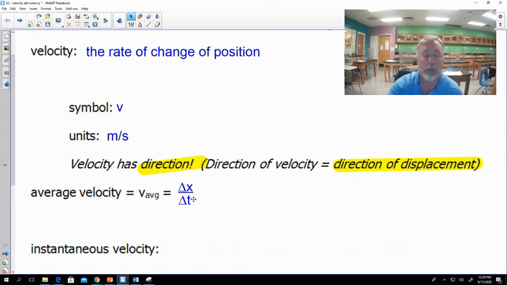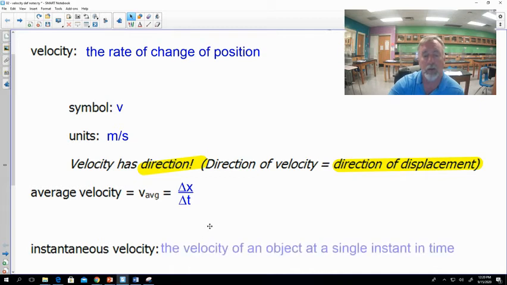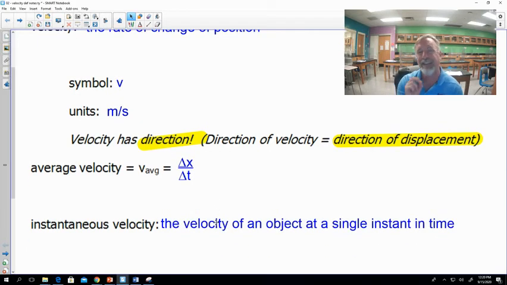All right. Instantaneous velocity, though, is going to be a little bit different. This is the velocity of an object at a single instant in time. It kind of makes sense. If I drove from school to my house, I'm starting at speed 0. I'm going to speed up to 35, 45 miles an hour, and then slow back down to 0. I got to stop. So my average velocity is going to be the average of that whole trip. The instantaneous velocity is, what is your velocity at a single instant in time?